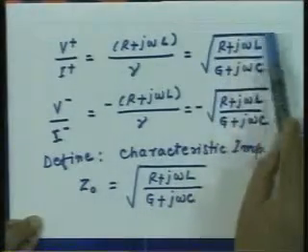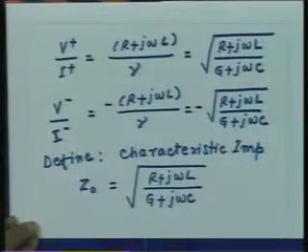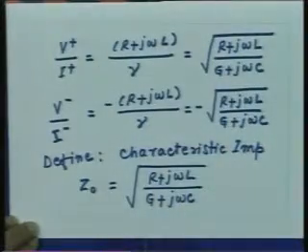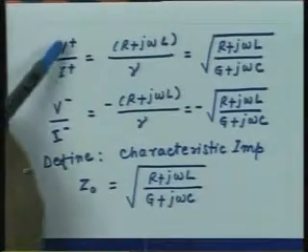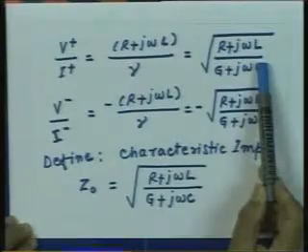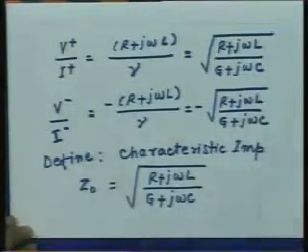If I look at this quantity, which is R plus j omega L divided by G plus j omega C, you will get the real part of this quantity which will be positive. What that means is that the forward travelling wave sees an impedance whose real part is positive. That means it sees a resistance as it travels on the transmission line.